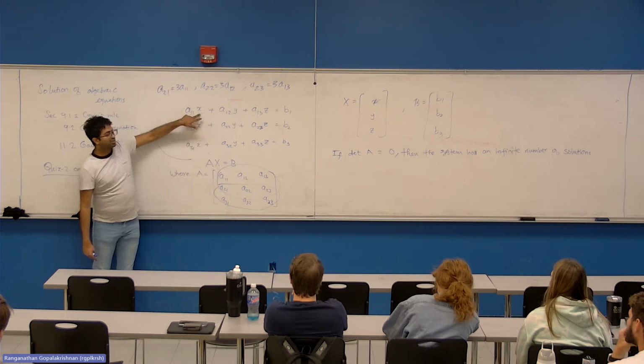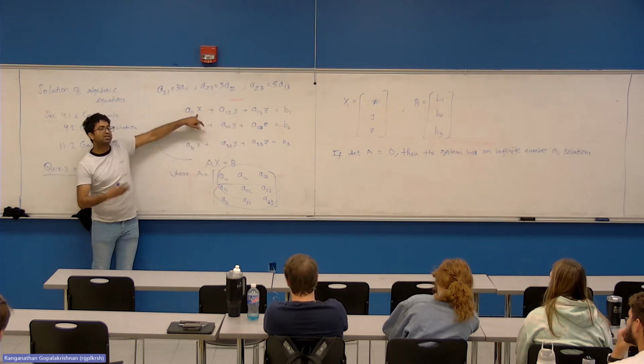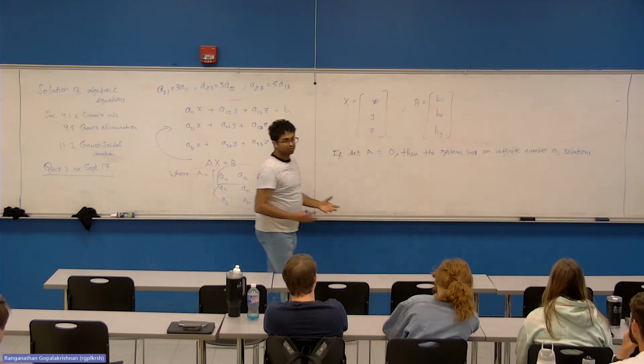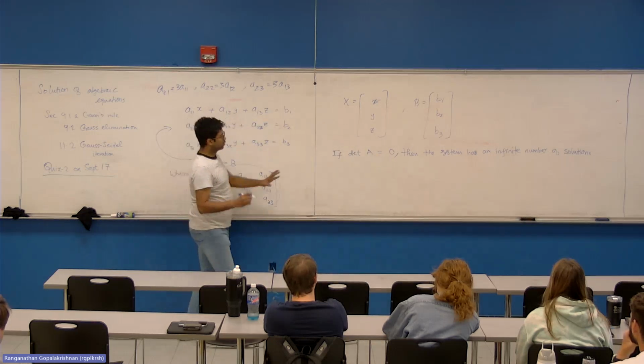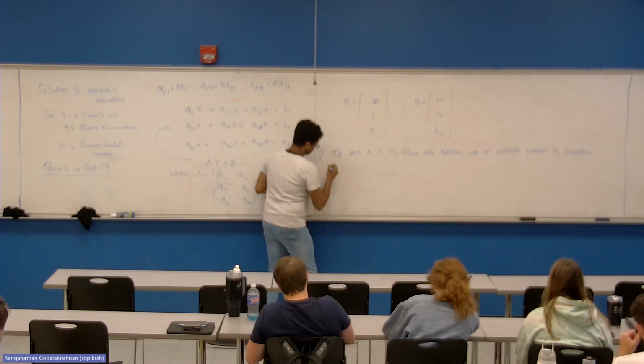So you can choose x equals 4 and then compute y and z. You can choose x equals 5 and then compute y and z. Each choice of x leads to a new solution, which is what we mean by an infinite number of solutions. Okay. So the first step is to check if the determinant is zero or non-zero.